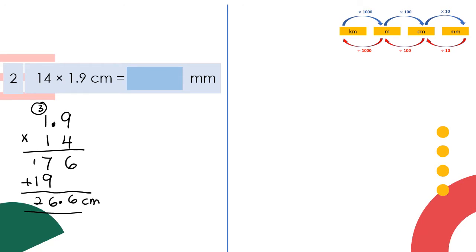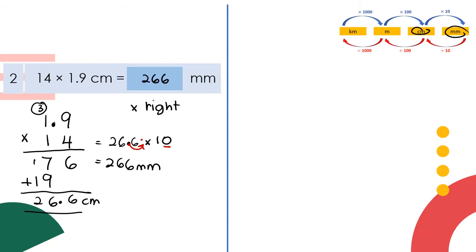So how to convert cm to mm? Look at the formula. Cm convert to mm, we need to times 10. So 26.6 times 10. Remember, if we times, we need to move the decimal point to the right. We have 1 zero, so we need to move the decimal point 1 step to the right. So you got the answer 266 mm.